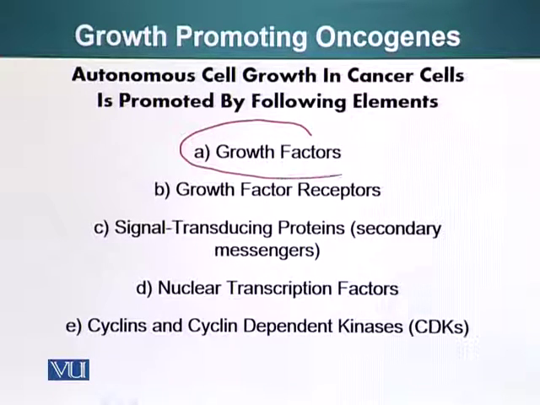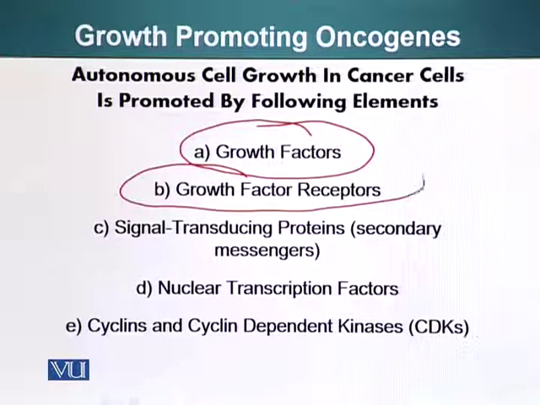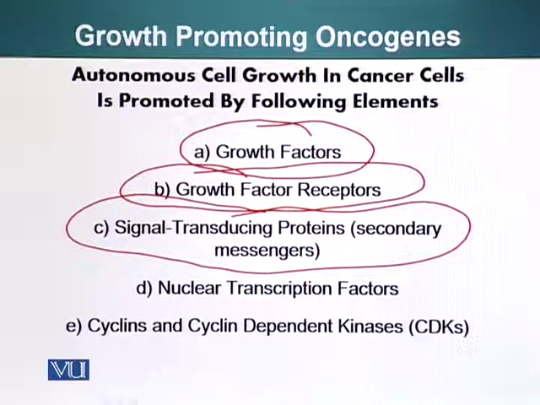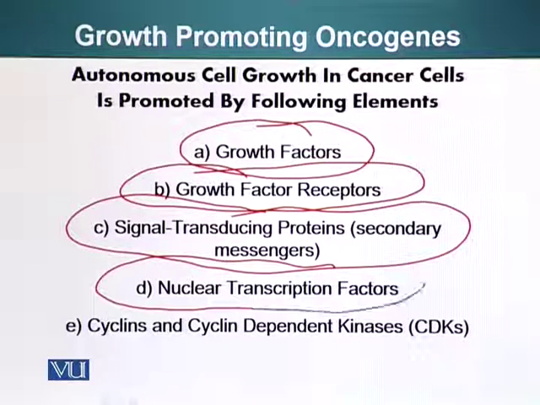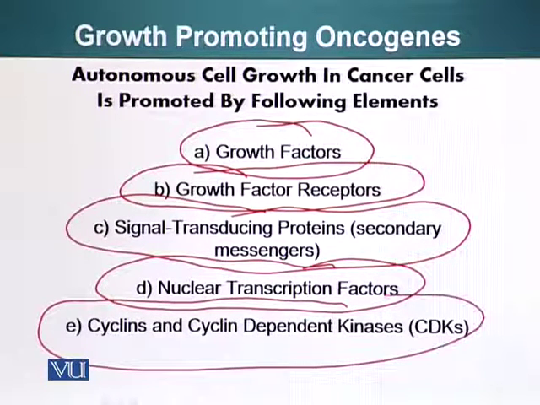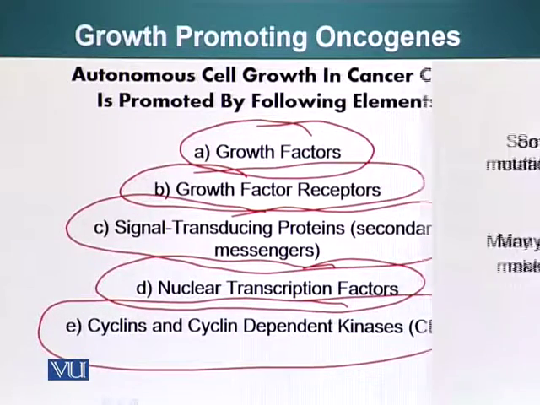growth factors, presence of extra growth factors, presence of extra growth factor receptors. We'll see examples of these also as we go along. Signal transducing proteins, which convey the message received at the cell surface. Nuclear transcription factors, factors that bind DNA and cause transcription and translation of certain genes. Cyclins and cyclin-dependent kinases. We have already talked about CDKs, cyclin-dependent kinases. We are going to talk about them in more detail.